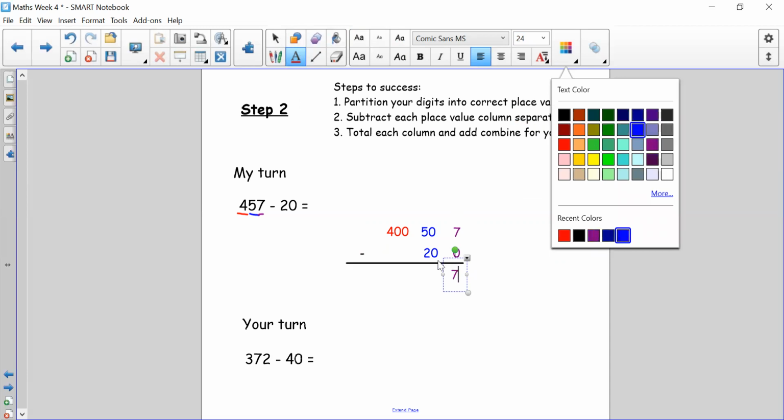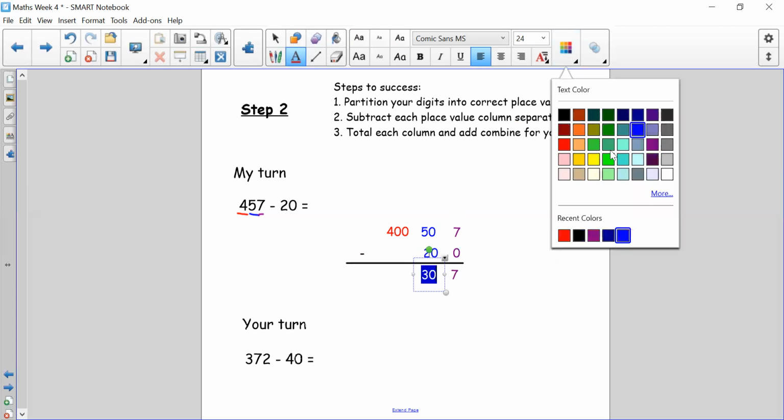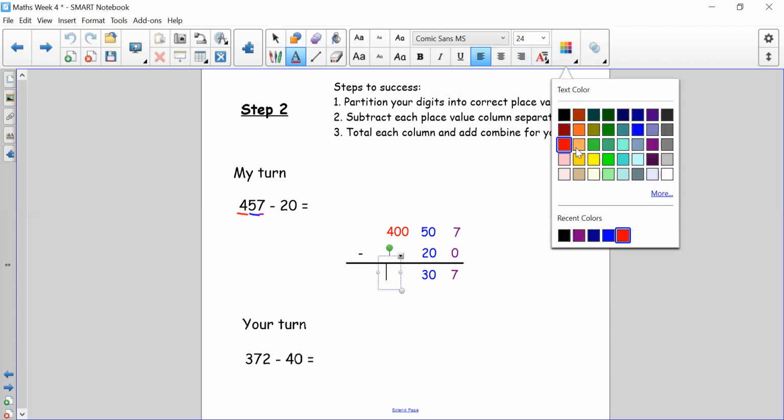50 take away 20. Well, I know that 5 take away 2 is 3. So 50 take away 20 is going to be 30, making sure I keep my digits underneath the correct place value. So keeping all my 10s together, all my 1s together. Can you see that all together? 400 take away nothing is going to still be 400. So let's make sure I write it in the correct color, 400.